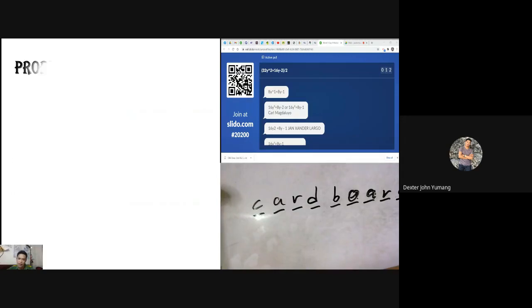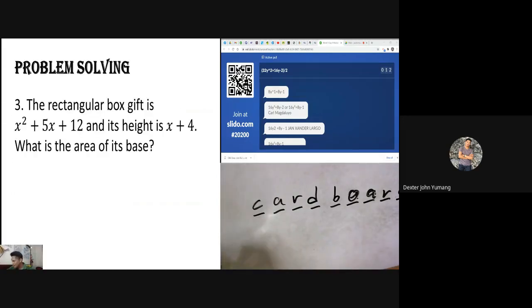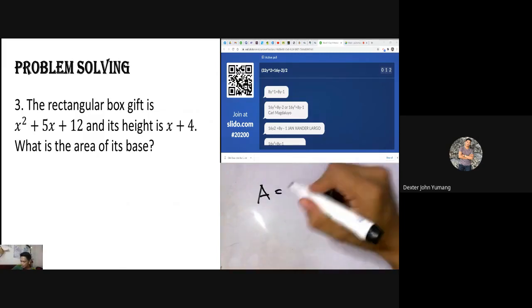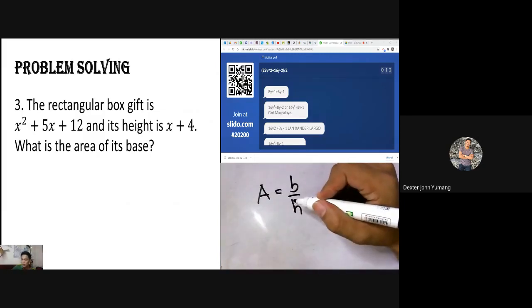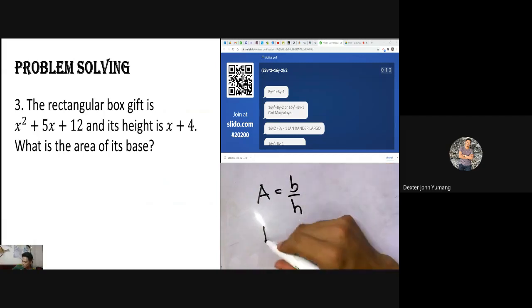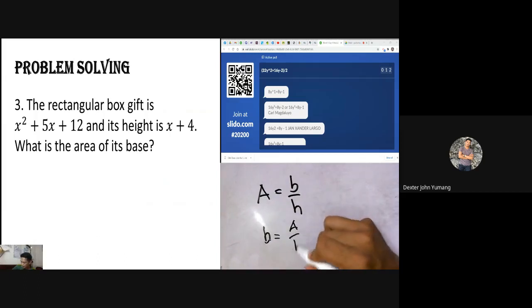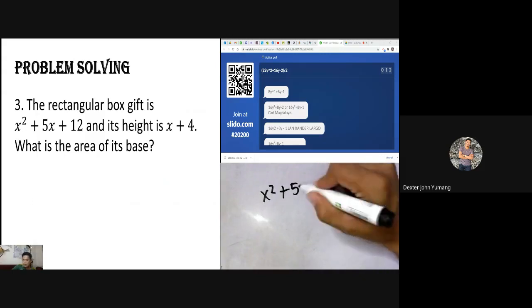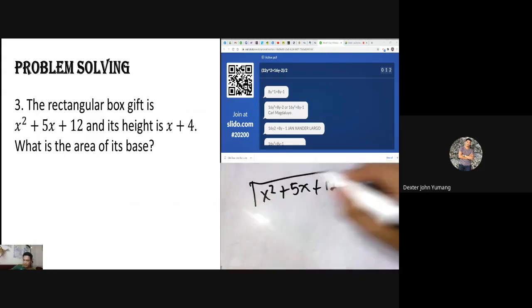Okay, let's focus our problem on a box gift. Here is a rectangular box gift. It has a given area of x squared plus 5x plus 12 and its height is x plus 4. What is the base? Area is equal to base times height. However, here we are looking for the base. When looking for the base, the formula is area over height. So, that is the given. Let's divide that one. So, we now have x squared plus 5x plus 12 divided by x plus 4.